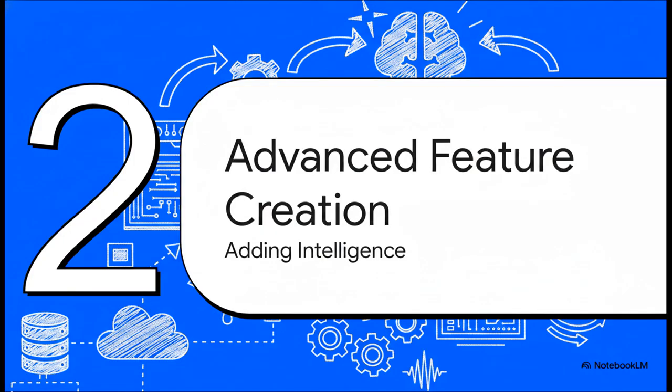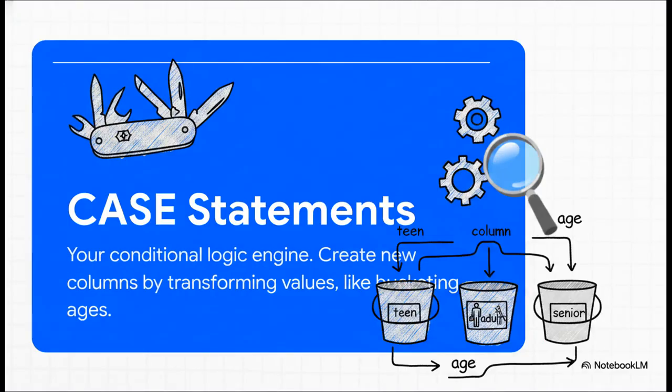All right, we've got our basic data shaped up. Now it's time for the really fun part: adding some intelligence. Let's dig into how you can create some pretty sophisticated features right inside your query. This is where SQL really starts to flex its muscles for machine learning. The case statement is basically your Swiss Army knife for feature engineering. It lets you write if-then-else logic to create totally new columns.